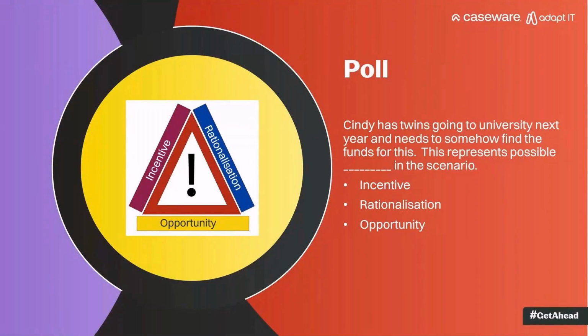So we have 58% of you saying this is an incentive for Cindy, 28% saying rationalization or justification, and then 14% saying this gives her an opportunity. So this is indeed an incentive for her, a pressure on her to say, oh my word, where am I going to find the money to pay for my kids' university fees? I already have so much money that I need to spend on everything else, maybe their matric dance or whatever else you can imagine. You can make up your own story in your mind.